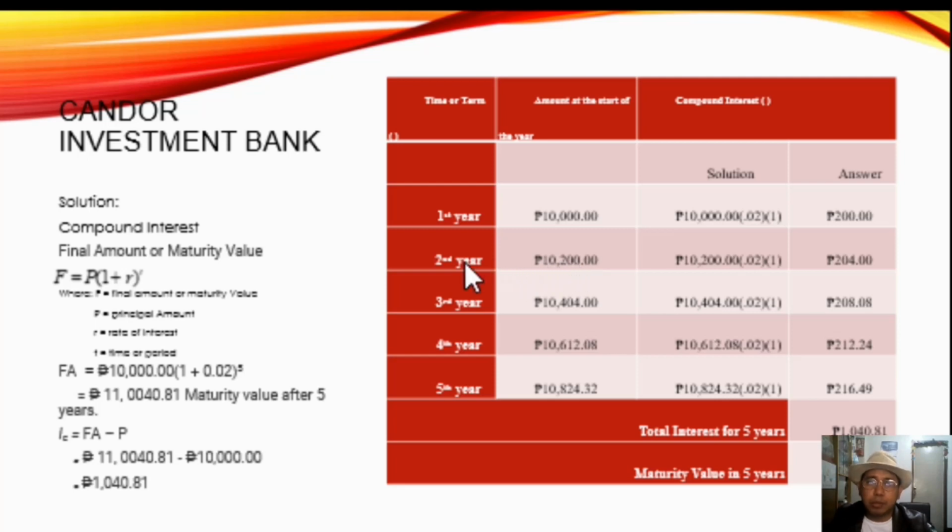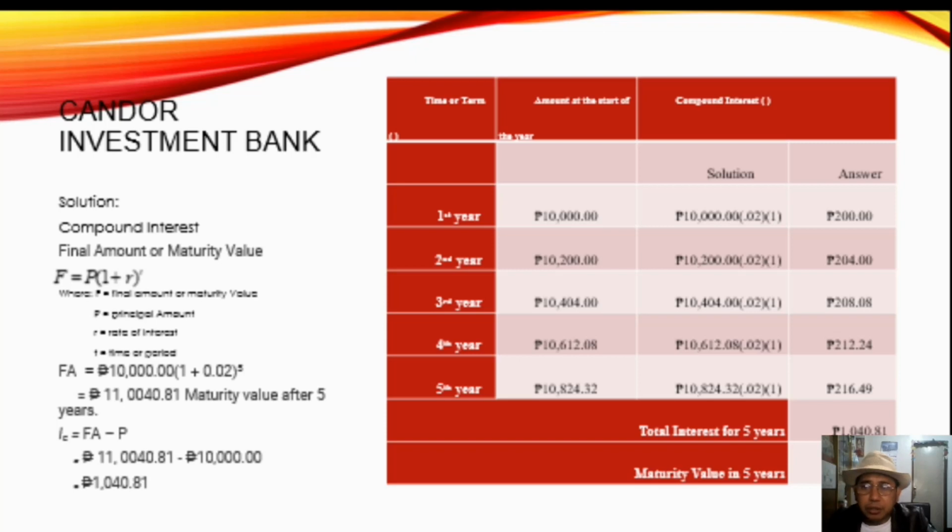And so what would be the interest after 2 years? So the interest after 2 years would be 10,200 multiplied by 2%. Okay, multiplied by 2% and it will give you that is the same as 204 pesos. Now, again, do not forget the meaning of compound interest, that an interest will earn an interest.